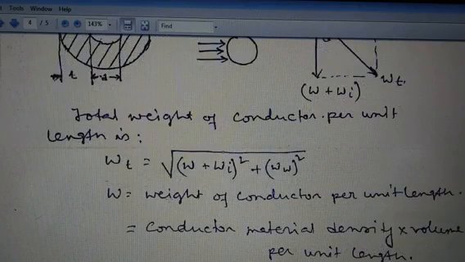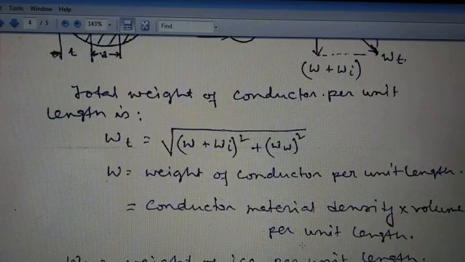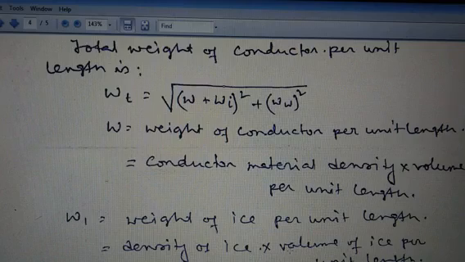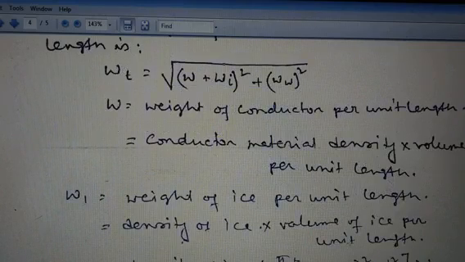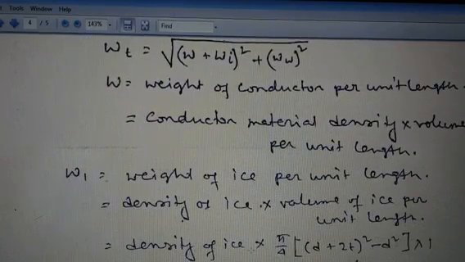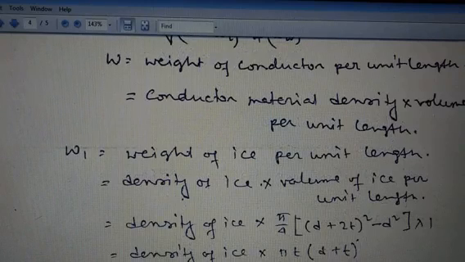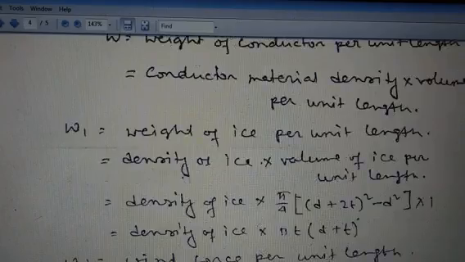the total weight of the conductor per unit length, Wt, equals root over of (W plus Wi) whole square plus Ww square, where W is the weight of the conductor per unit length, equal to the conductor material density into volume per unit length. Wi is the weight of the ice per unit length, equal to the density of ice into volume of the ice per unit length, that is, the density of ice into pi by 4 into (d plus 2t) whole square minus d square, into 1. That equals the density of ice into pi into t into (d plus t).